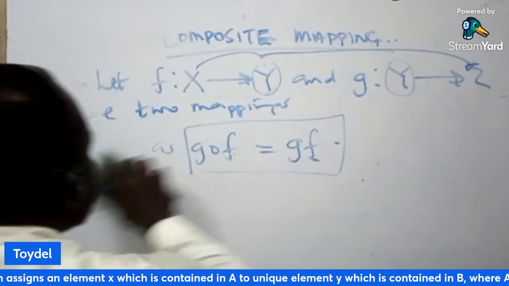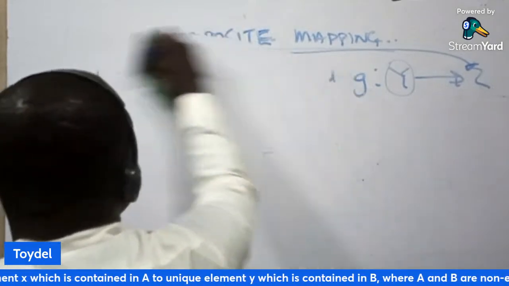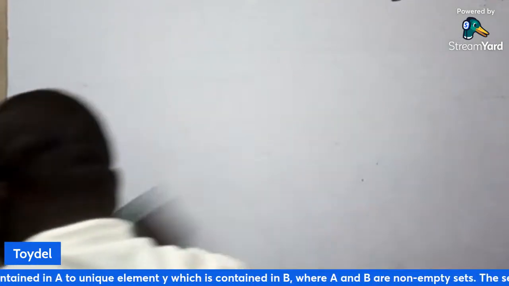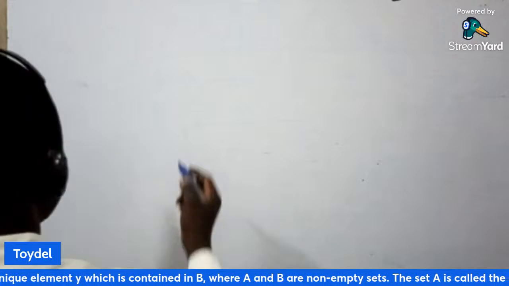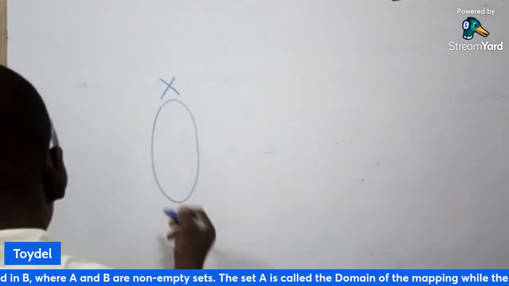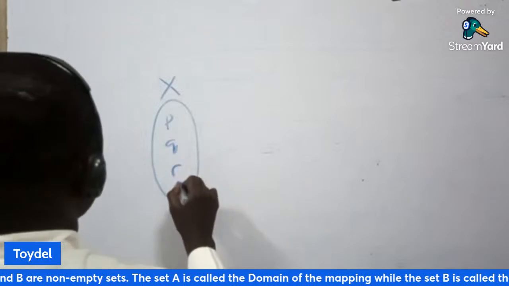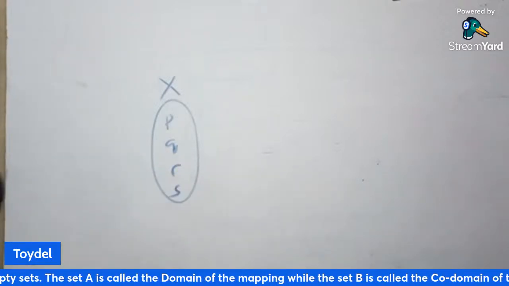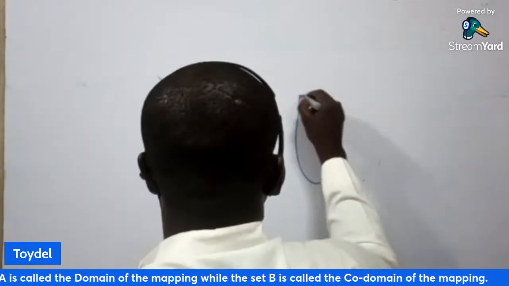Let me draw a diagram that will help us to explain that concept better. Let's say this is x. We have elements in x, let's say P, Q, R, S. These are the elements. Then in this case, let's say this is y.